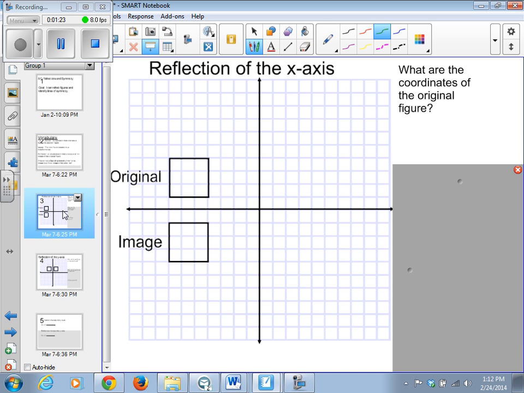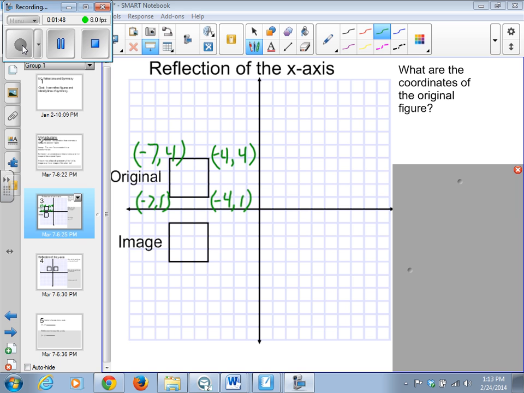So we'll move on to reflecting figures across the x-axis. So right now, pause the video and write down the coordinates for the original image. Each one of those grid squares is just one. So go ahead and do that now. So hopefully you got the same coordinates as I have right there.